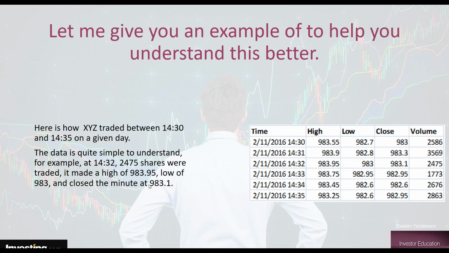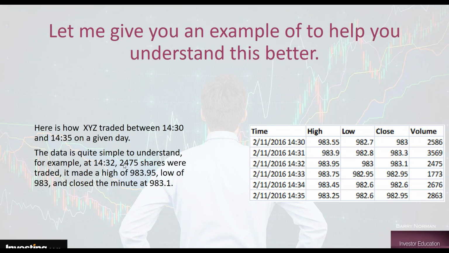So let me give you an example to help you trade better. Here's how X, Y, and Z stock traded between 1430 and 1435 on a given day. So we had the high, the low, and the open and the close at 230, 231, 232, 233, 234, and 235. The data is quite simple to understand.